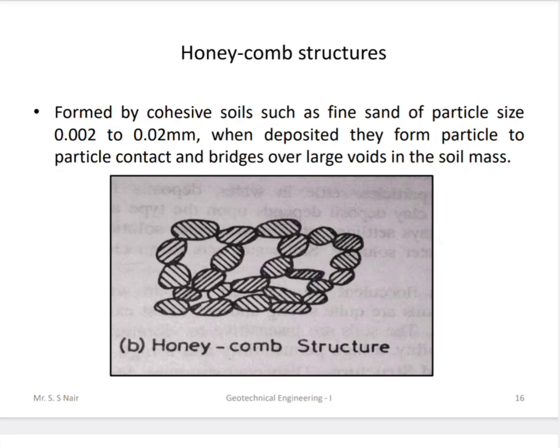Honeycomb structure formed by cohesive soil, which you can say is fine sand, particle size 0.002 to 0.02 mm. When deposited, they form particle to particle contact and bridge over large voids. Here you can see the large voids in the soil mass.